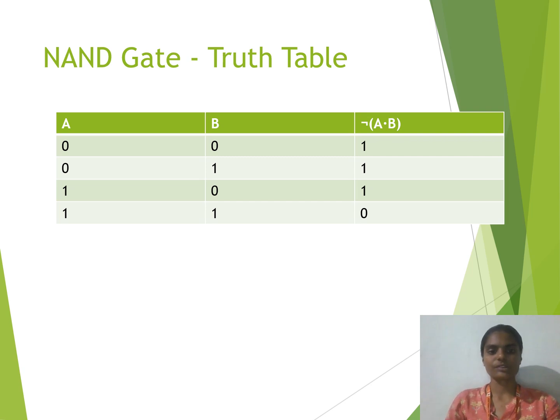If 0 and 0 are inputs, then 1 is the output. If 0 and 1 are inputs, then 1 is the output. If 1 and 0 are inputs, then 1 is the output. If 1 and 1 are inputs, then 0 is the output.